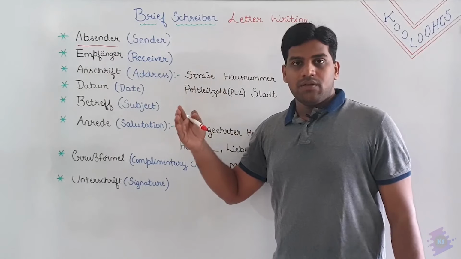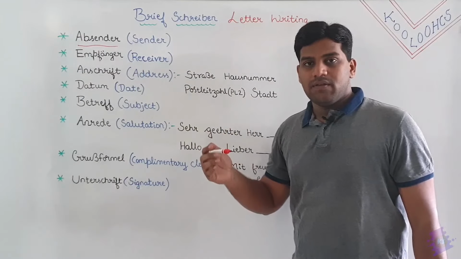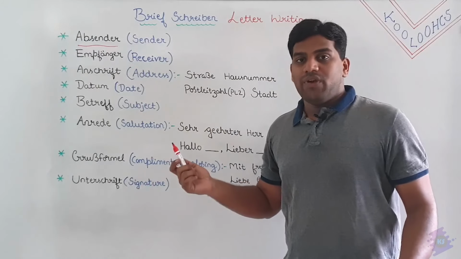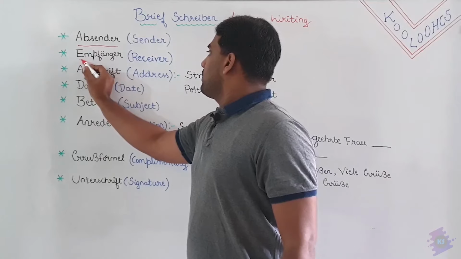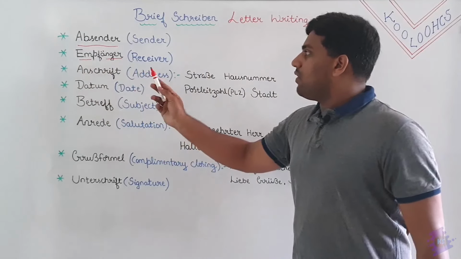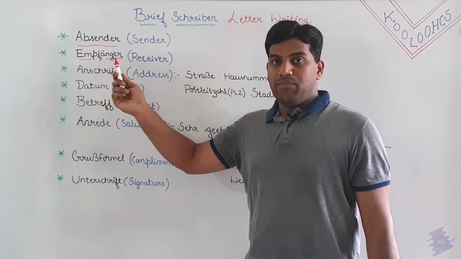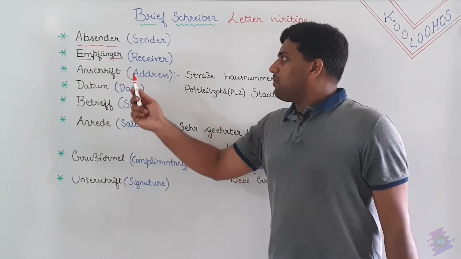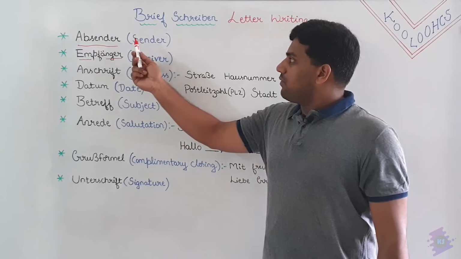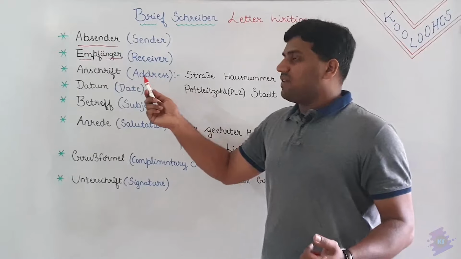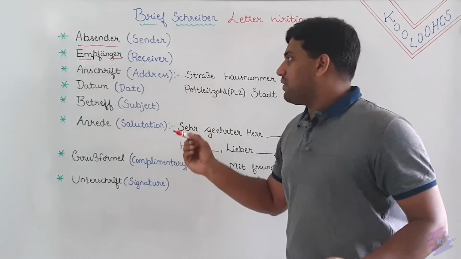After that you mention the receiver's name and address on the left side. That will be Empfänger. This is not Empfenger, it is Empfänger because of an a umlaut. And you specify the address for both sender and receiver, right? That address is called Anschrift.